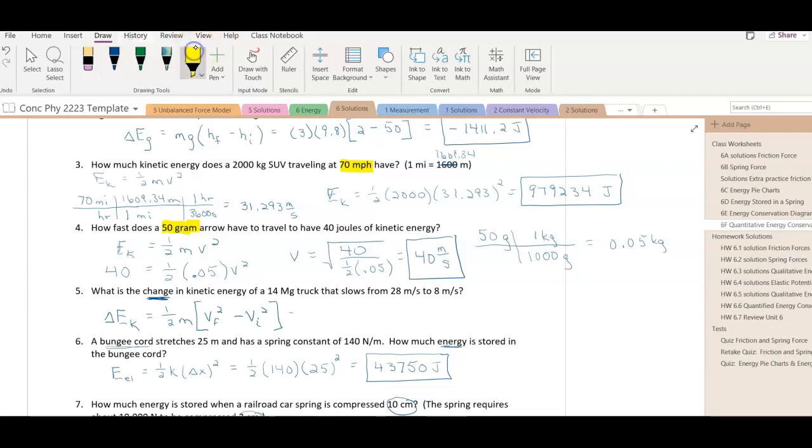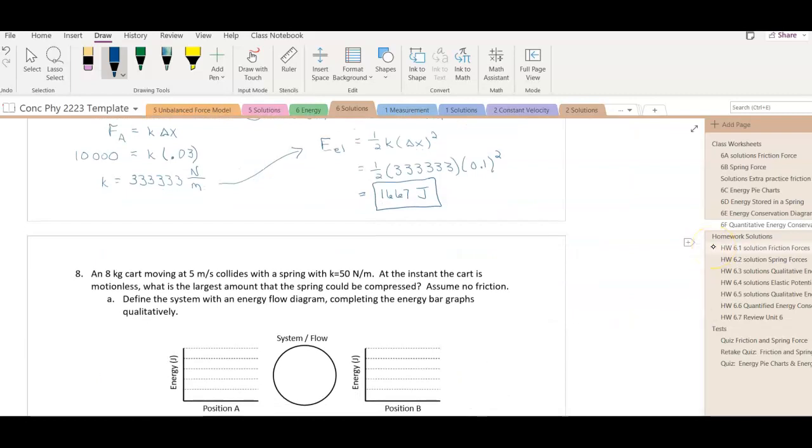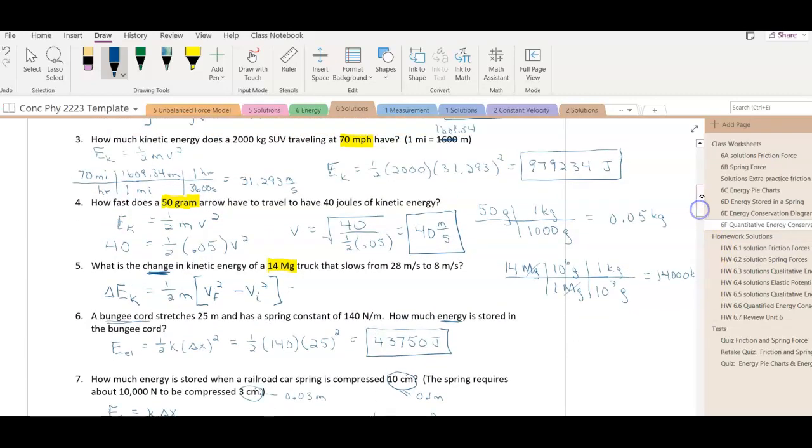And then we have one other issue. We've got megagrams, not kilograms. So let's go convert that. I need to take the megagrams to kilograms. I know that mega means 10 to the 6th grams, right? That would get rid of the megagrams. But then I've got grams, not kilograms. So I then need to go from grams to kilograms. And I know 1 kilogram is 10 to the 3rd grams. And so this would be 14,000 kilograms.